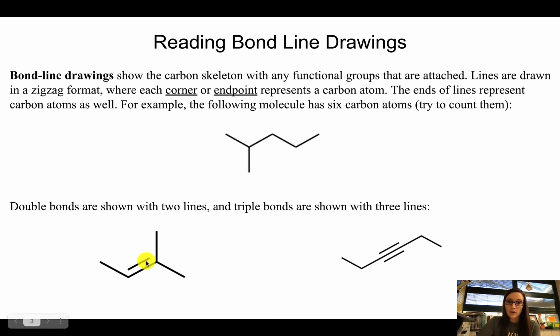If it's a double bond, we see two lines. So for example, this molecule in the bottom left, we have 1, 2, 3, 4, 5 carbons here. So we have carbon single bonded to a carbon, but then these two lines represent a double bond. So that means that this carbon is double bonded to this carbon. And then triple bonds are shown with 3 lines. So we see single bond here. We even have a single bond between this carbon and this carbon, but then there's a triple bond between this carbon and this carbon. So if we count the carbons, 1, 2, 3, 4, 5, 6.